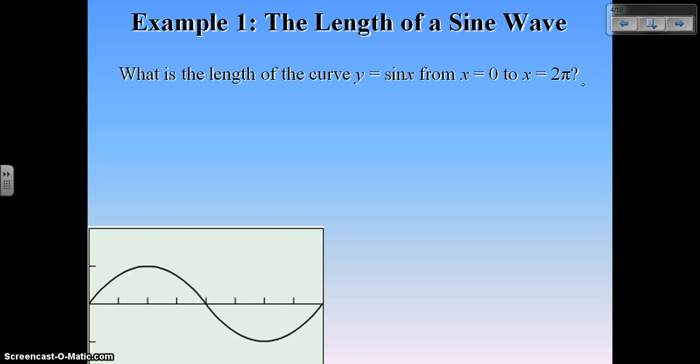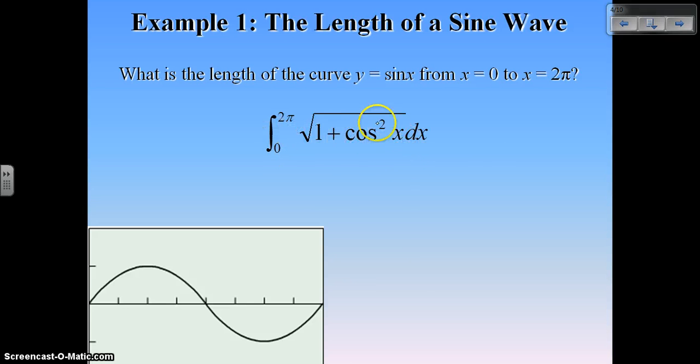So we begin. We're going to find the length of the sine curve from 0 to 2 pi. So imagine taking, if you will, a ruler, laying the tip of the ruler down here, and you're bending it along, and you're following the curve, and then coming to the end, and how long is that curve? Well, we start with this.